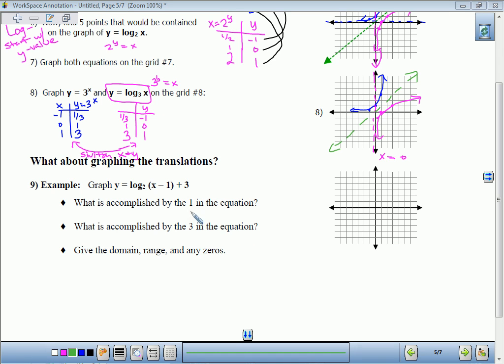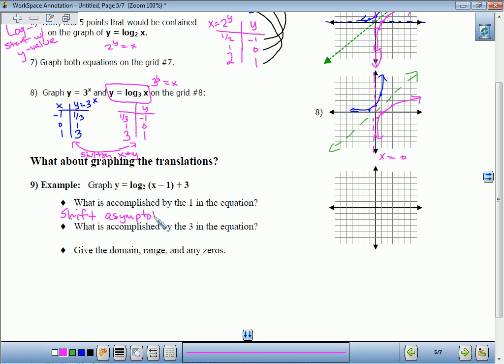Alright, so what we're going to do first is we're going to shift the asymptote, just like yesterday. But this time our asymptote is vertical. So this asymptote gets shifted left and right. Okay, here we go. We're going to shift the asymptote.